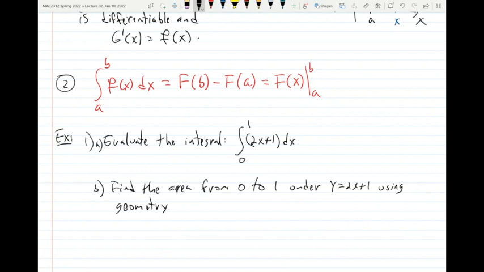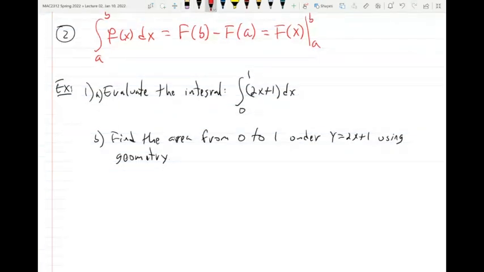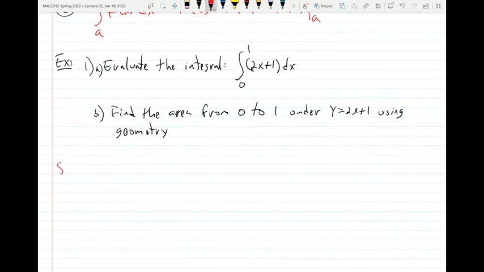And the idea is to compare and check that the answer we're getting in A is the same as the answer we're getting in B. Okay? That's the point of this little exercise. All right, so, solution.